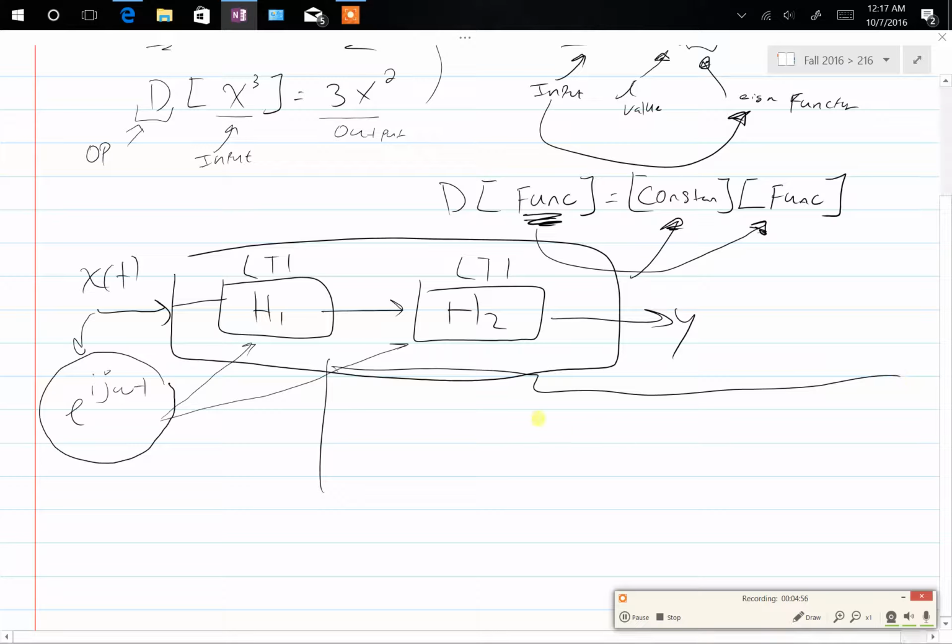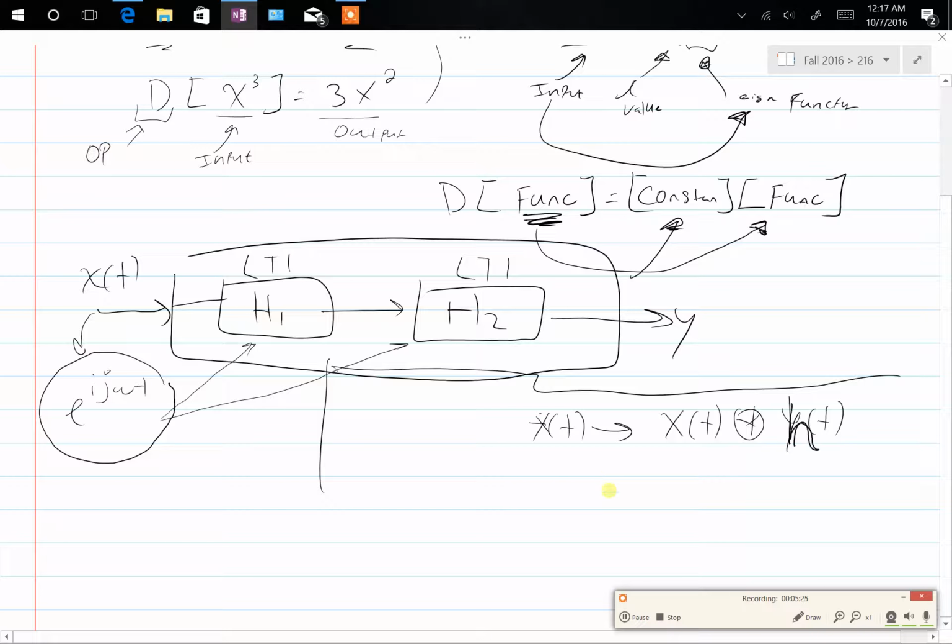So, knowing that if I pass an input x of t onto an LTI system, the output I get is just equal to the input convolved with the impulse response, as I have derived previously. So it's just equal to that convolved with the impulse response.